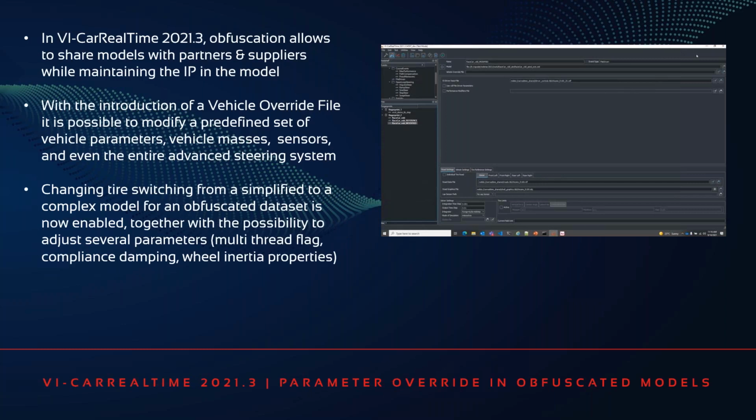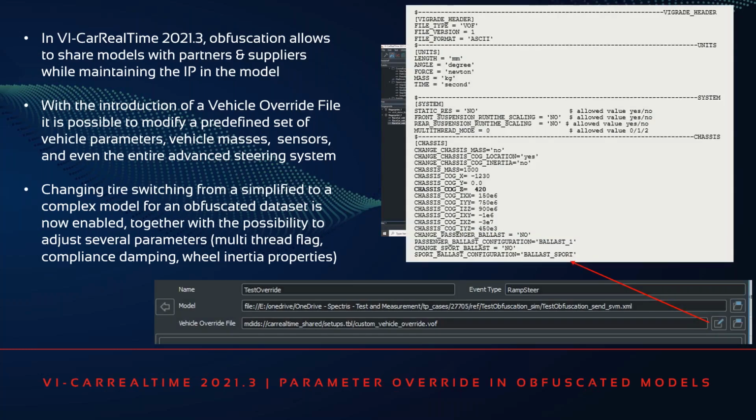Another area of improvement for car real time in 2021.3 is model obfuscation. Model obfuscation allows you to share models with partners and suppliers while maintaining the IP in the model. With this new version, we've added a vehicle override file that's where it's possible to modify a predefined set of vehicle parameters, vehicle masses, sensors, and even the entire advanced steering system as an example.